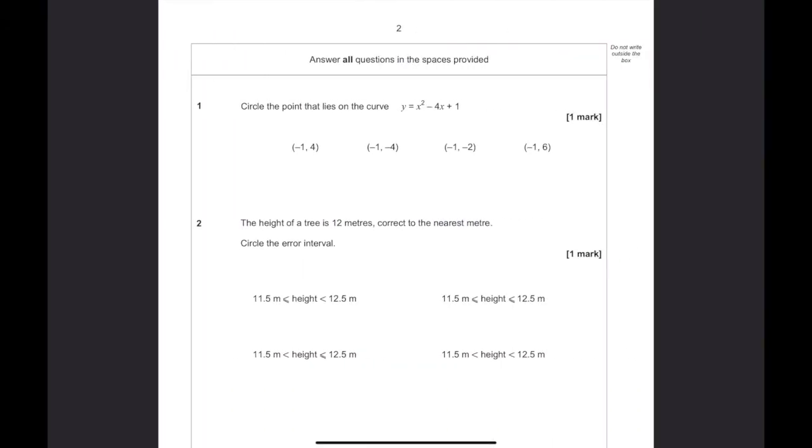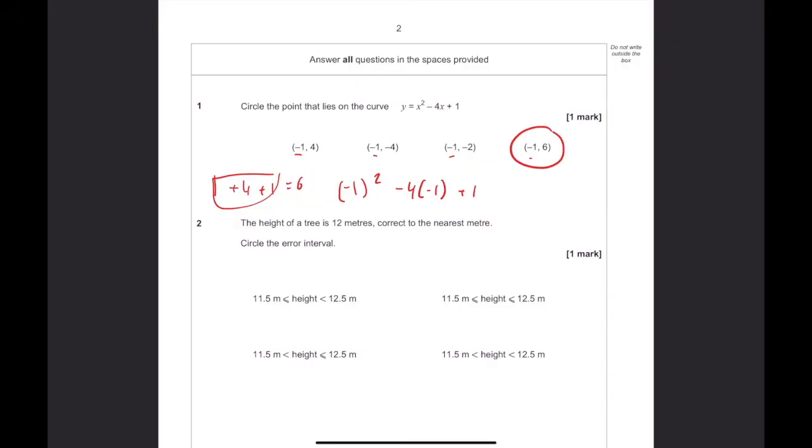So starting off, question number 1, circle the point that lies on the curve y equals x squared minus 4x plus 1. So here, because all the x values are minus 1, if we just substitute minus 1 into this equation, we have minus 1 squared minus 4 lots of minus 1, add 1, you can see that gets us 1 plus 4 plus 1, which equals 6. So the fourth choice is our correct answer.